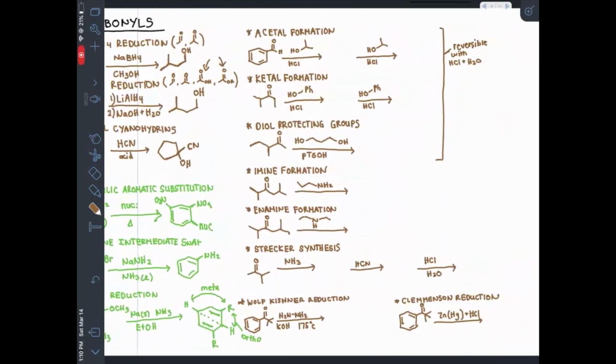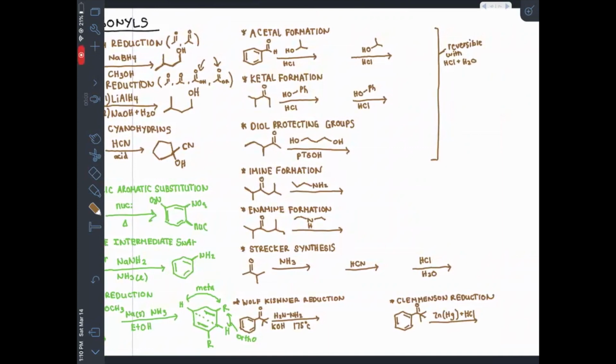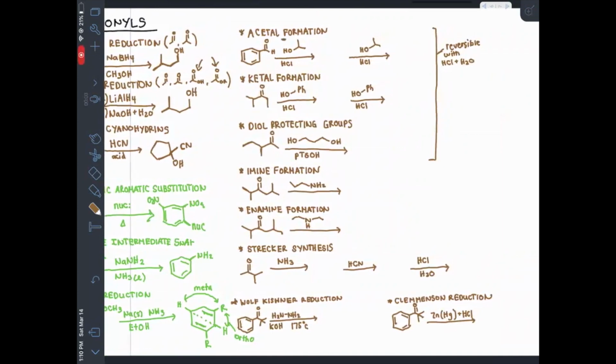Next, we have acetal formation. And so with acetal formation, we're essentially adding your alcohol group to this carbonyl. And so what that looks like, let's first draw our benzene ring. Okay. And so in this case, we're going to add the alcohol group, and that carbonyl becomes an alcohol. And so this is the halfway point.